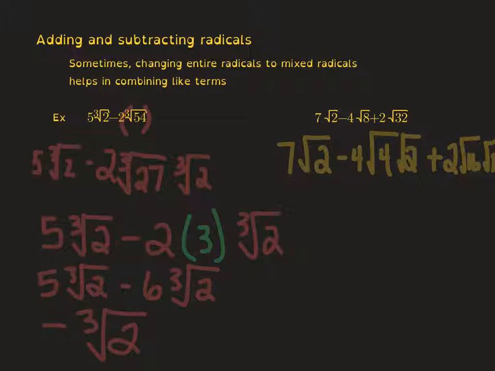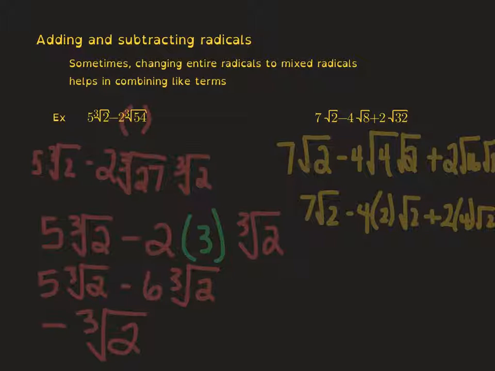We can evaluate these perfect squares, the root 4 and the root 16. When we do that, I'll just have to rewrite everything here. So when we do that, we're going to get 7 root 2 minus 4 times 2 root 2 plus 2 times 4 root 2.